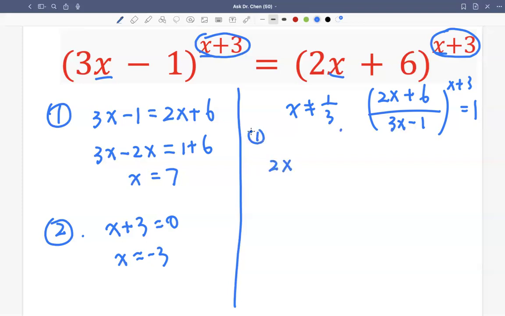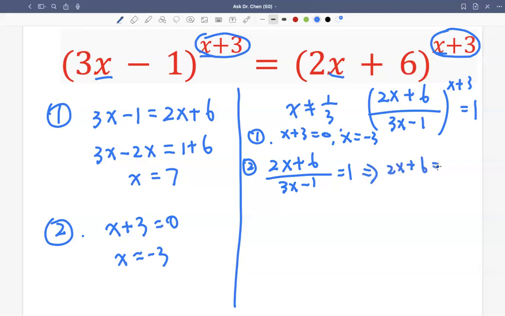The first solution would be the same, right? x plus 3 is 0, then x equals -3. The second case is 2x plus 6 divided by 3x minus 1 being +1, right? +1 raised to any power will still be 1. So in this case, we get 2x plus 6 equals 3x minus 1, which is the first situation on the left-hand side. We solve to get x equals 7.